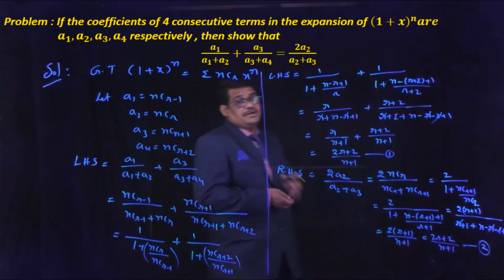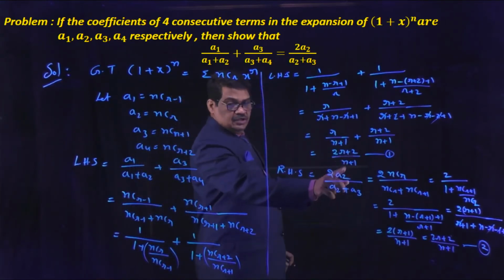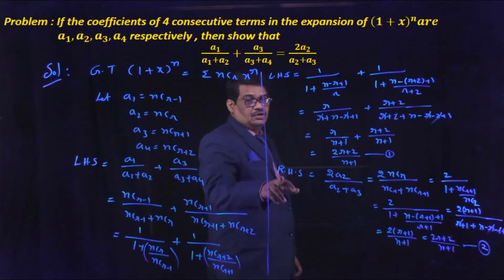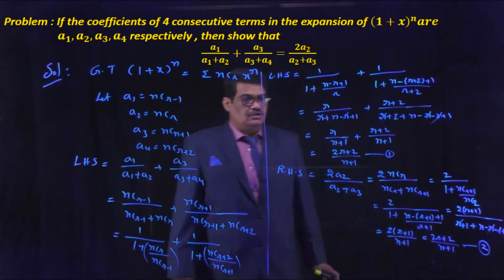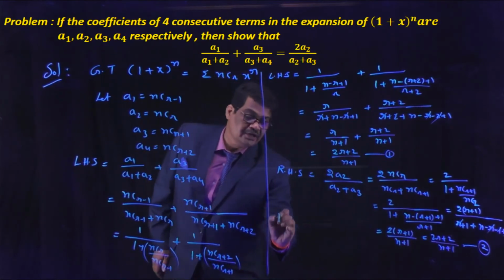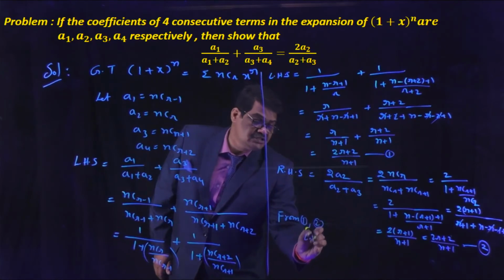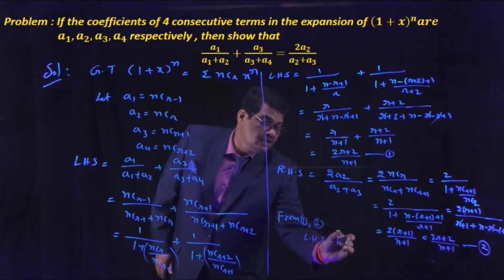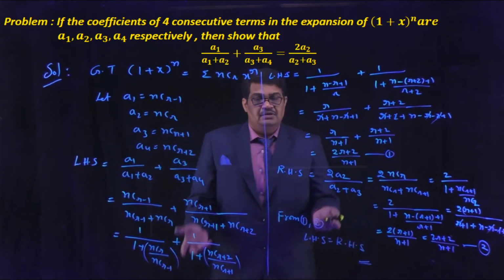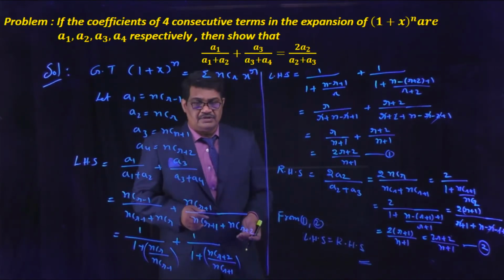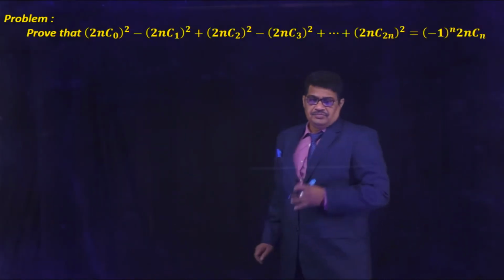What is the LHS value? It is 2r plus 2 by n plus 1. Here also the RHS value we are obtaining is 2r plus 2 by n plus 1. From equation 1 and 2, the LHS is equal to the RHS. Hence our result is proved.